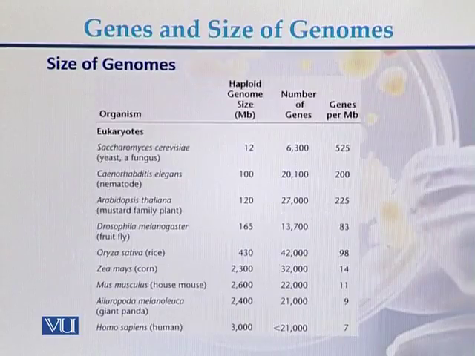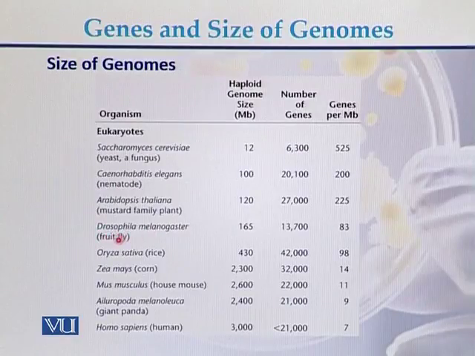This is another example in which we can compare the size of the genomes and the number of genes present on that genome. In the case of yeast, there are 6300 genes while the size of the genome is 12 MB. In the case of nematode, the size is 100 MB and there are 20,100 genes.